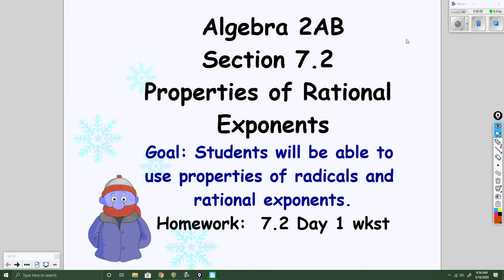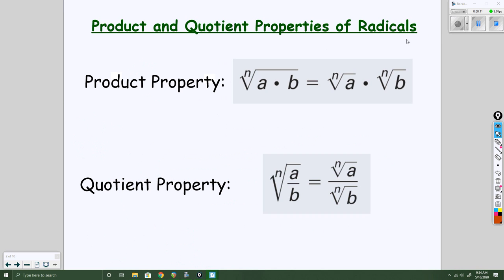Today what we're going to talk about in Chapter 7 is Section 7.2, which is Properties of Rational Exponents. Alright, so let's get started.